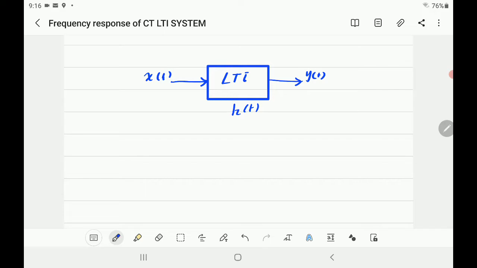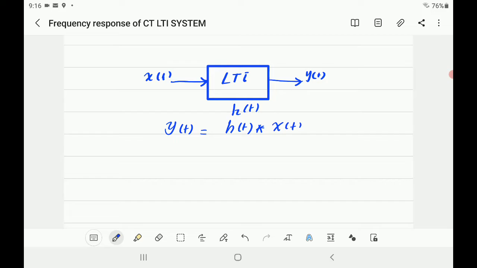Now, what is the relationship between the output and input? Or how can you get the output? We know that we can get the output if we use convolution. So we can say that y of t is equal to h of t convolved with the input x of t. And we learned how to do that using integration. And it's kind of a hassle.